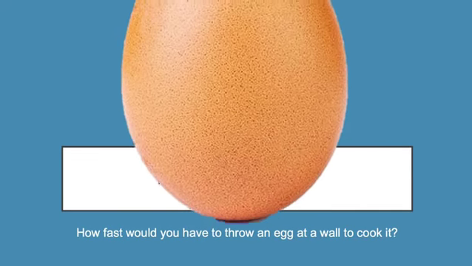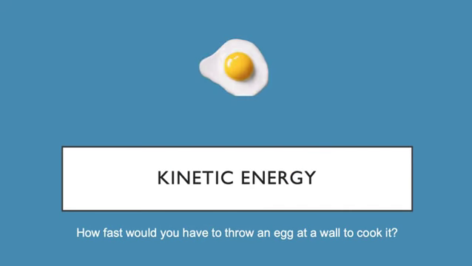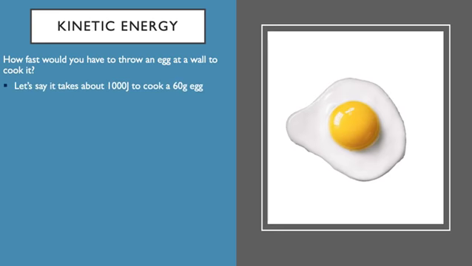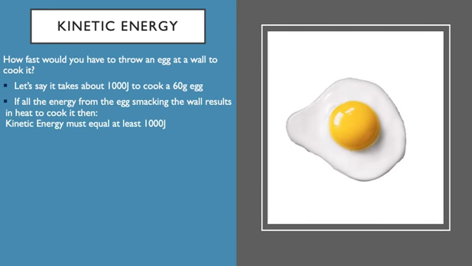Right, so we're answering this question then. How fast would you have to throw an egg at a wall to cook it? Let's say it takes about 1,000 joules to cook a 60-gram egg. I've done a little bit of Google research and this is what I found out. If all of the energy from the egg smacking the wall results in heat to cook it, then the kinetic energy must equal at least 1,000 joules. So let's say it's 1,000 joules and all of that energy is going into cooking the egg.